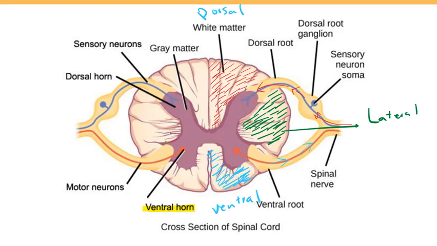These are part of the white matter, in which each part we can have ascending tracts and descending tracts going up and down to the brain or from the brain, carrying the sensory and motor information.